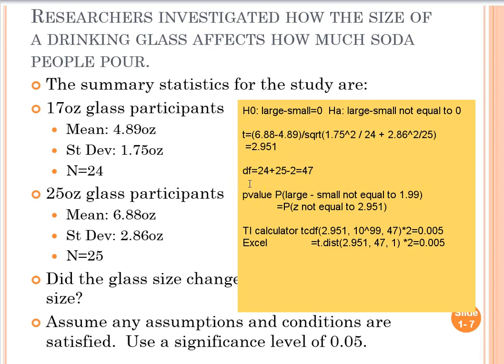The one other thing I wanted to show you was the degrees of freedom. I calculate that by adding up the two sample sizes and then subtracting 2. Now for a one sample test, we just did the sample size minus 1. But since we're dealing with a two sample test, that's why we're subtracting off 2. So that's going to give me a degrees of freedom of 47.